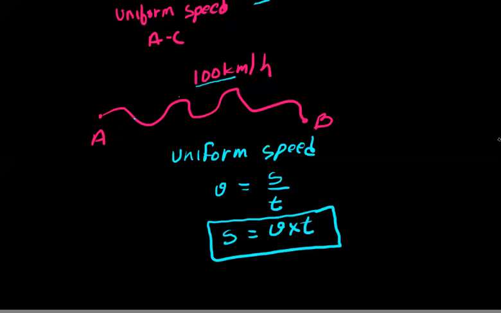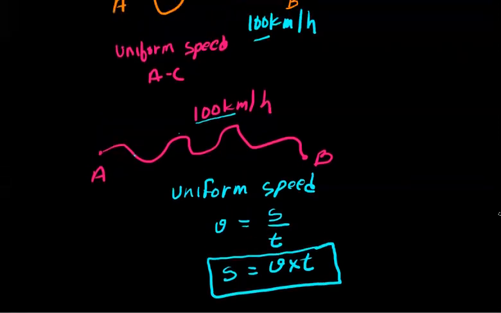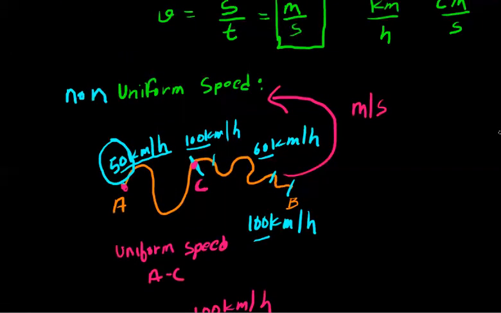Now let's look at the next part, which is the instantaneous velocity. Let's go back to our previous example where the body is traveling from point A to point B, and the magnitude of speed keeps on changing: 50, 100, 60 and 100 again. So the body is traveling with a non-uniform speed.